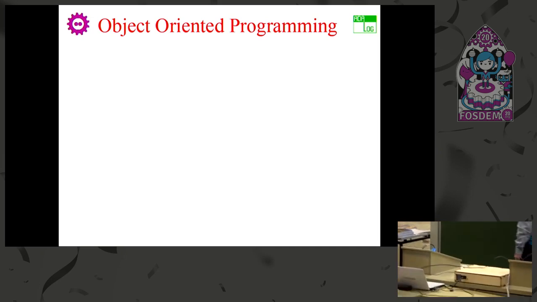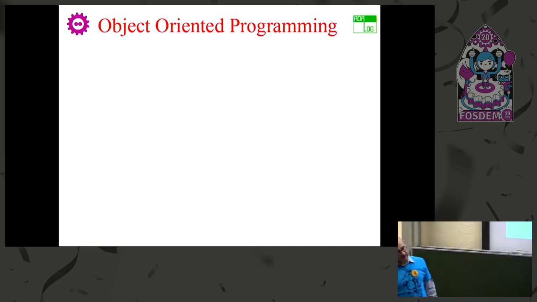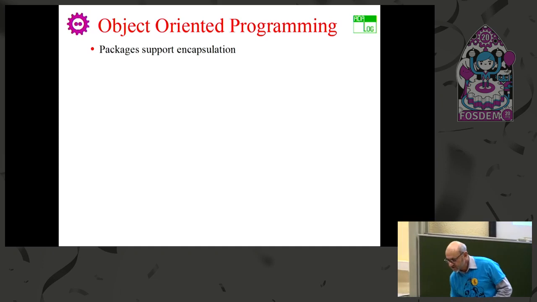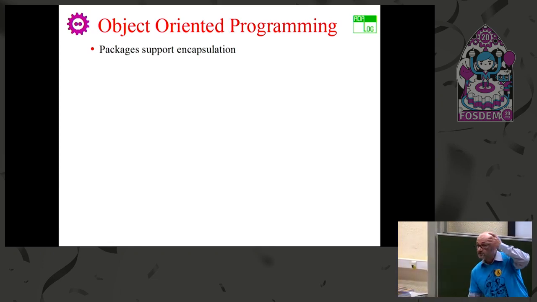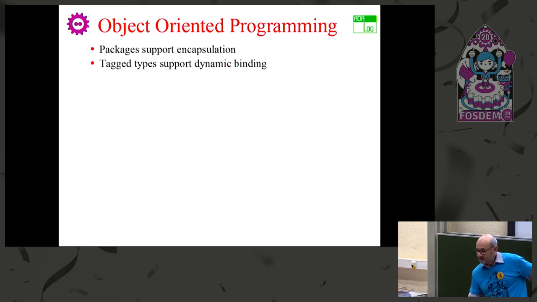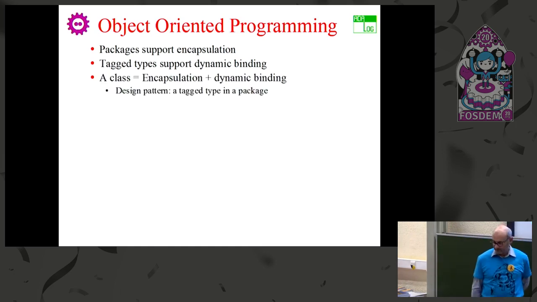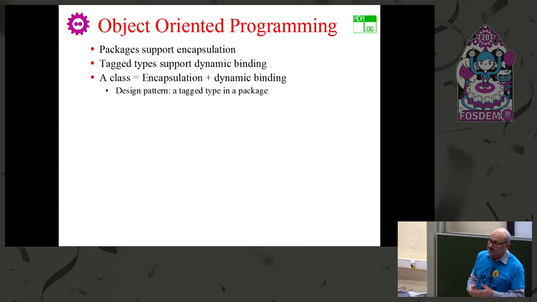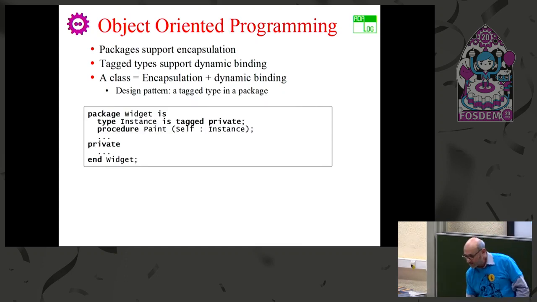Object-oriented programming. Be careful, the model of Ada is somehow different from what you may know from other languages. That's where you see the building block approach. We have seen that packages support encapsulation. There is a special kind of type called tagged types that support dynamic binding. A class is a type with dynamic binding, which is encapsulated. Therefore, it's a design pattern in Ada. It's a tagged type within a package. So typically, that's not very original.